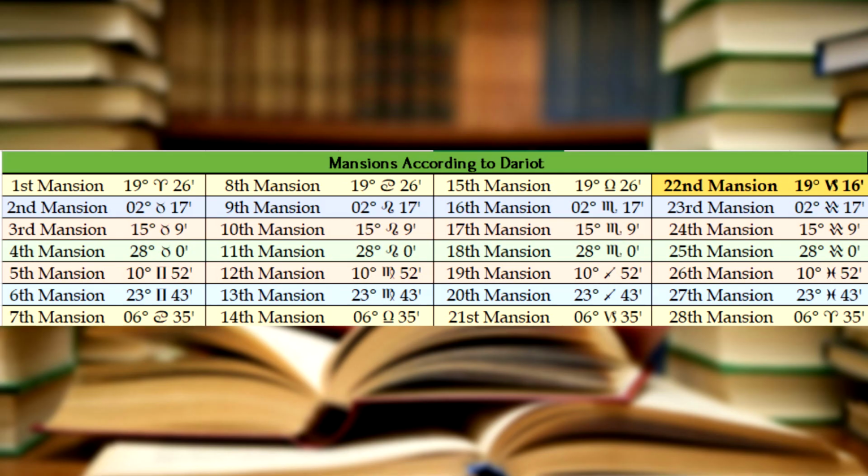with all the other lunar mansions that are in that sort of set in that place in their quadrant set. So the 2nd, 9th, 16th, and 23rd mansions all begin at 2 degrees and 17 minutes of the fixed signs. The 3rd, 10th, 17th, and 24th mansions begin at 15 degrees and 9 minutes of the fixed signs, and so on and so forth.